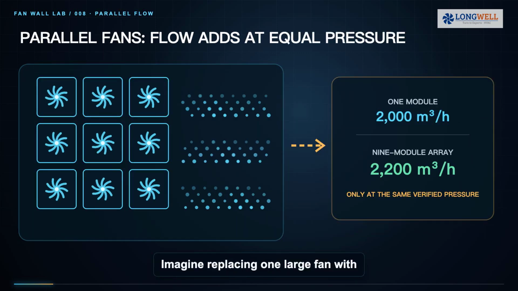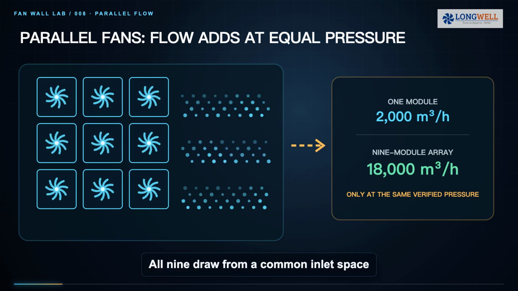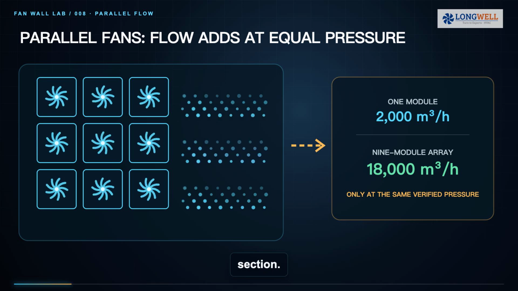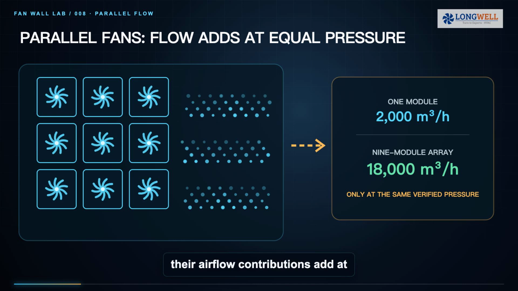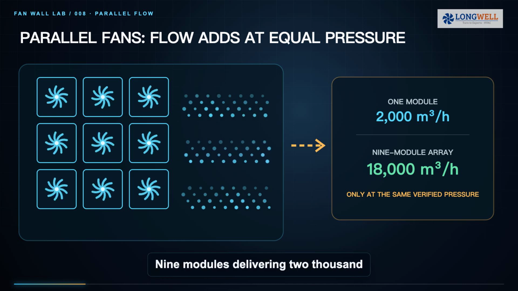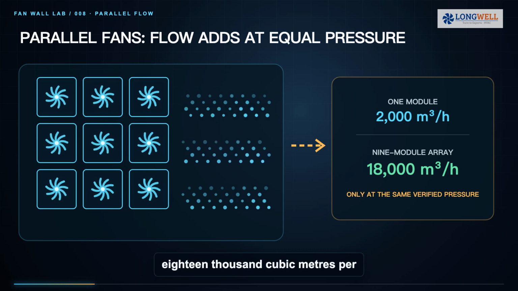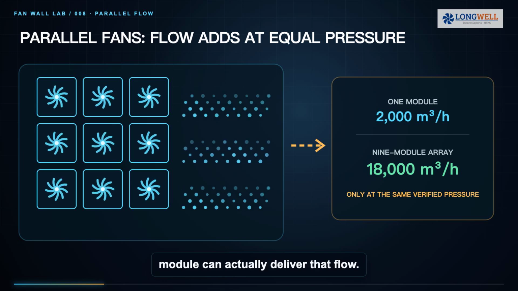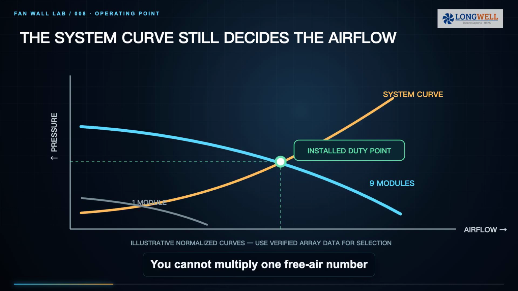Imagine replacing one large fan with a 3x3 array of direct drive plug fans. All 9 draw from a common inlet space and discharge into the same air handling section. Because the modules operate in parallel, their airflow contributions add at approximately the same pressure. 9 modules delivering 2,000 cubic meters per hour each would give 18,000 cubic meters per hour only at the pressure where each module can actually deliver that flow. That last condition matters. You cannot multiply one free air number by 9 and call it a selection.